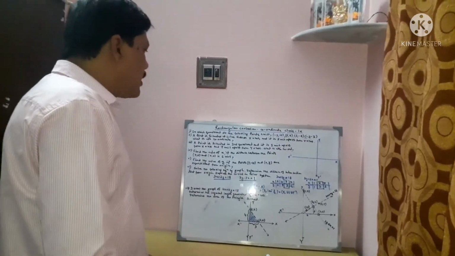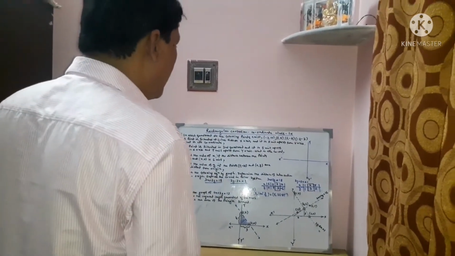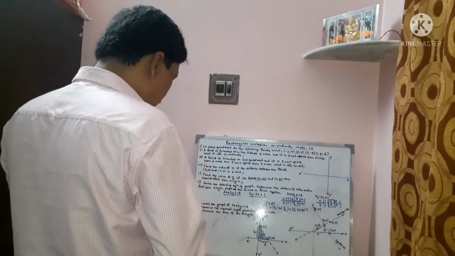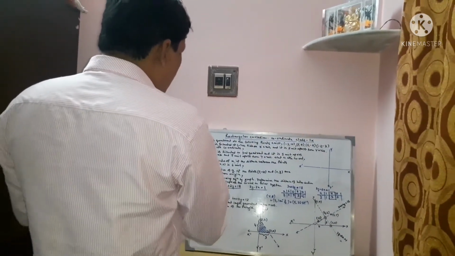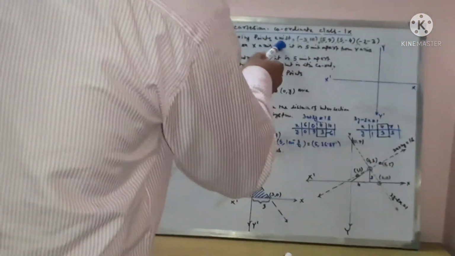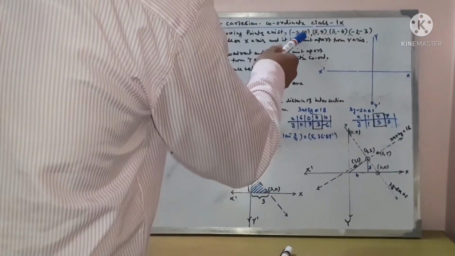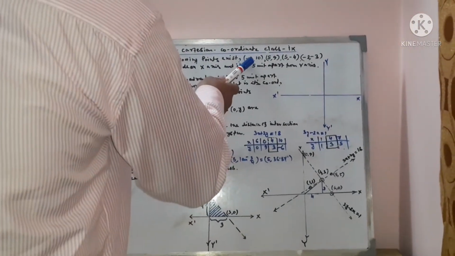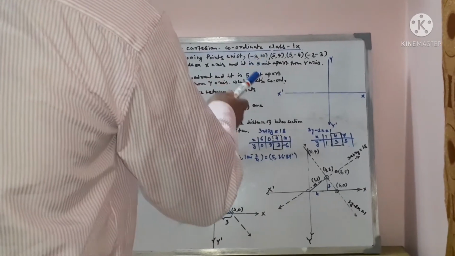Here a few questions have been given and we will discuss the answers. We will try to find out the answers. First question is, in which quadrant do the following points exist? Number 1, (-3, 10). Definitely -3 is the abscissa and 10 is the ordinate.